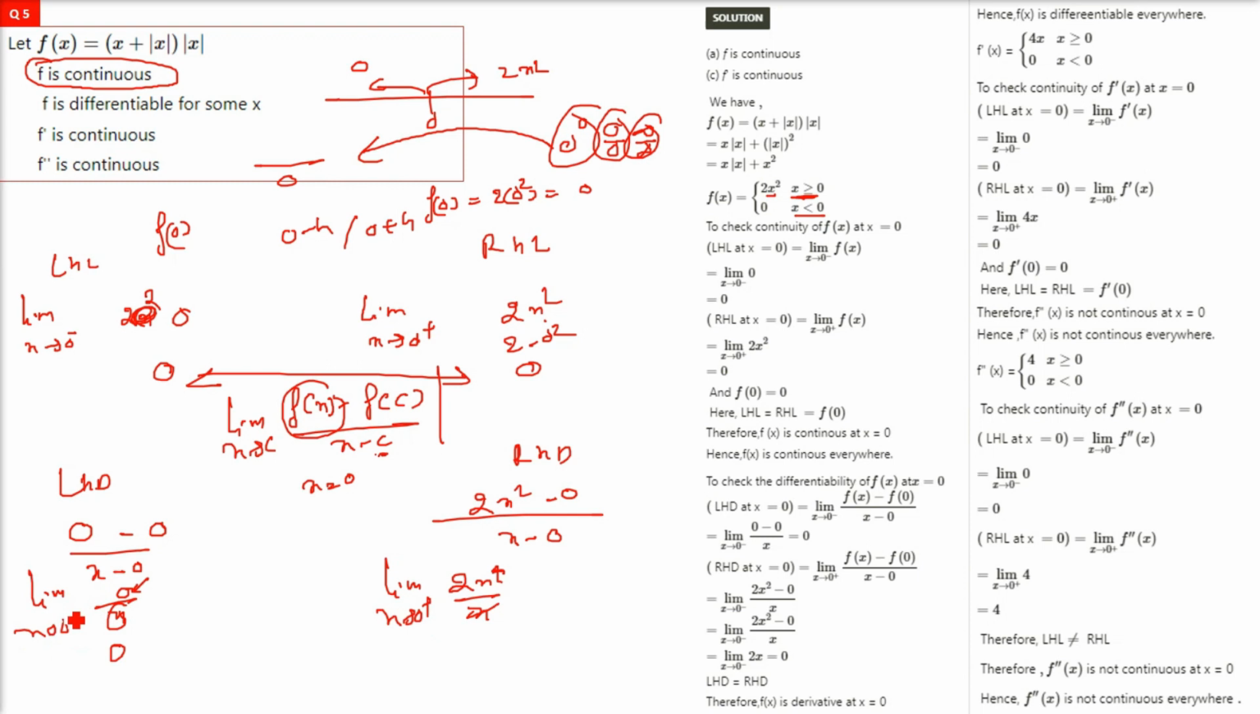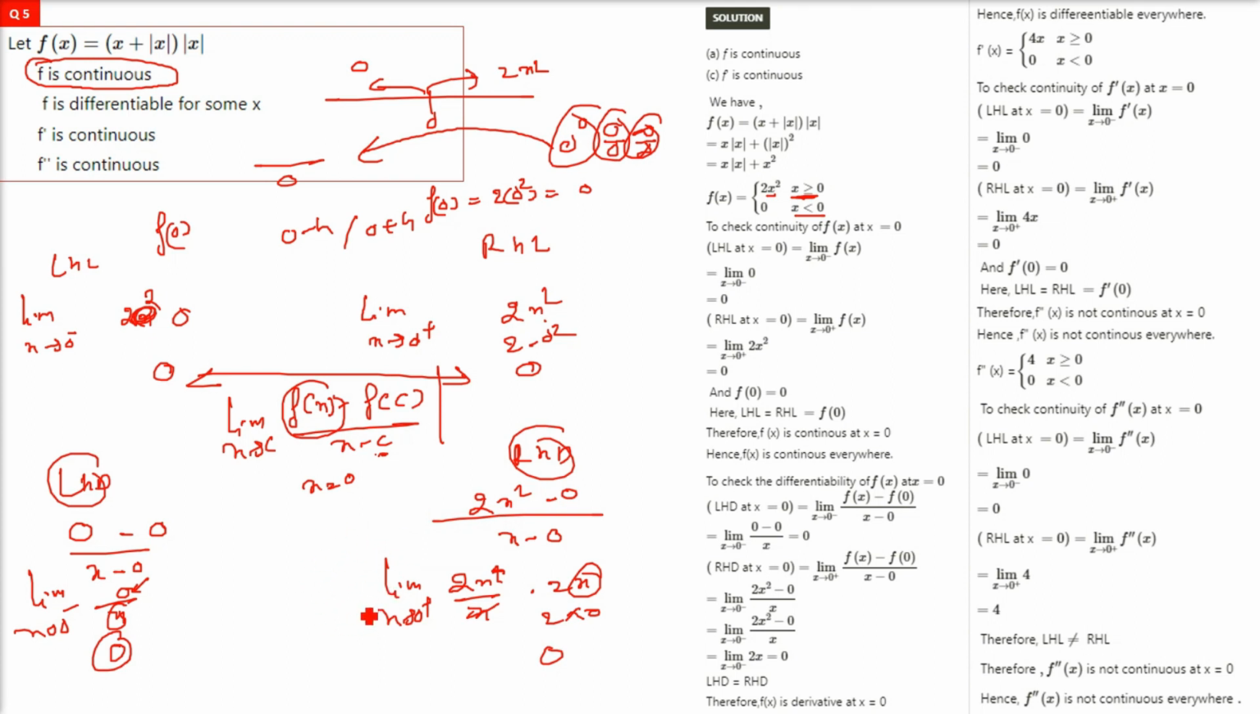See, I have not used h here. So the left hand derivative and right hand derivative both become 0. So when you say that left hand derivative and right hand derivative both are 0, you can easily say that this function f is differentiable at x equals to 0.